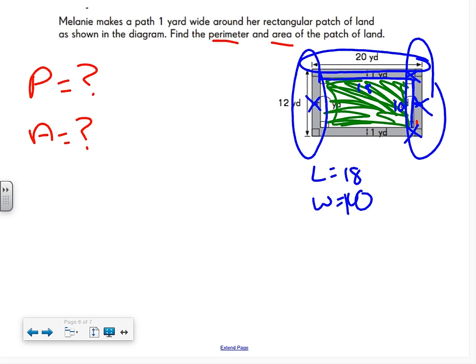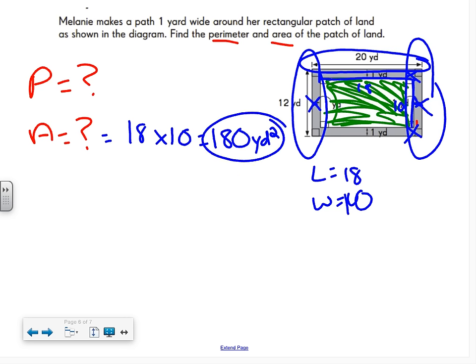Now, if I know that, I can easily figure out the area because I know area is length times width. So I have to do 18 times my 10, which is 180. So the area is 180 yards squared. And then I can figure out the perimeter because I know perimeter is when I add up all of the sides.